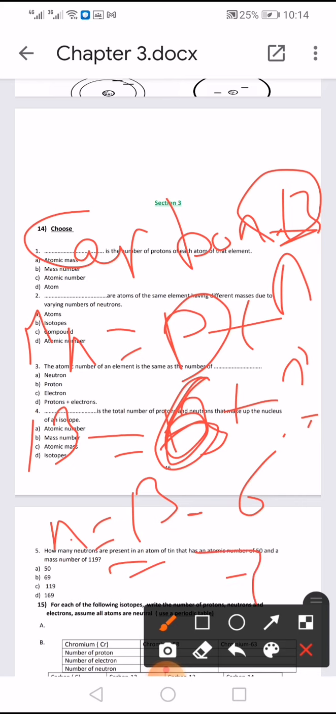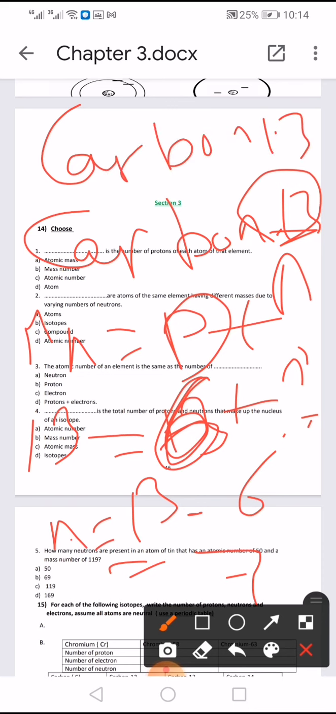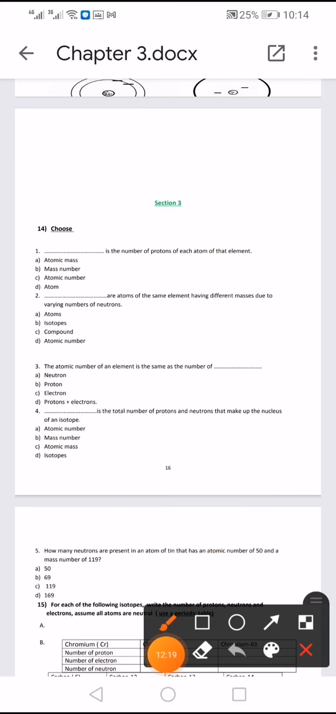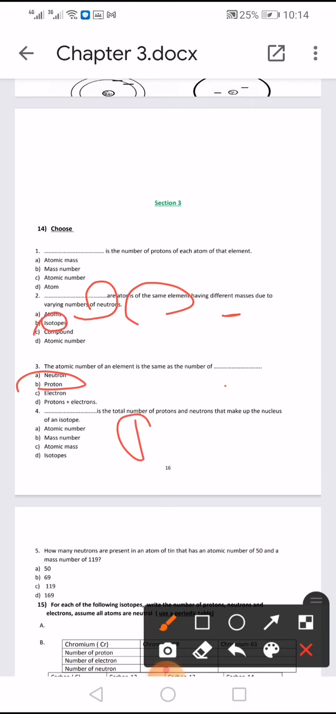So what is the difference between carbon 12 and carbon 13? The difference is in the number of neutrons, but the number of protons is the same. This is called an isotope. So isotopes are atoms of the same element having different mass numbers due to what? Varying numbers of neutrons. The atomic number of an atom is the same as the number of protons. The total number of protons plus neutrons is called what? Mass number.